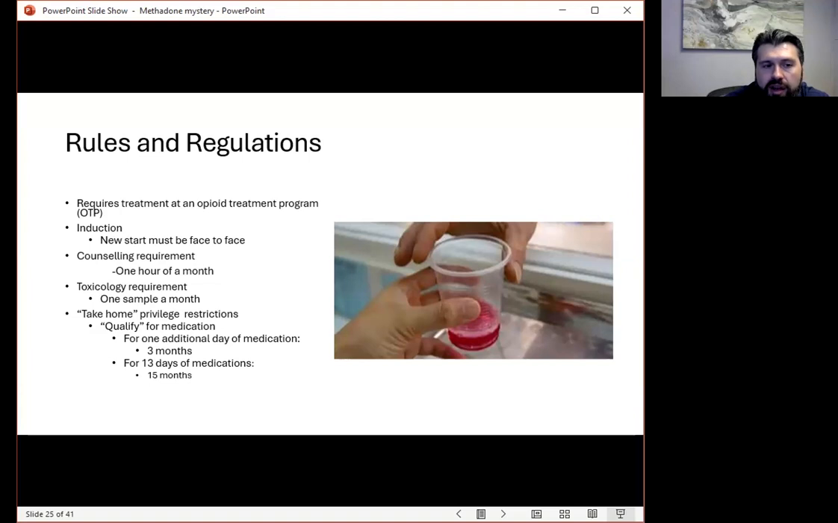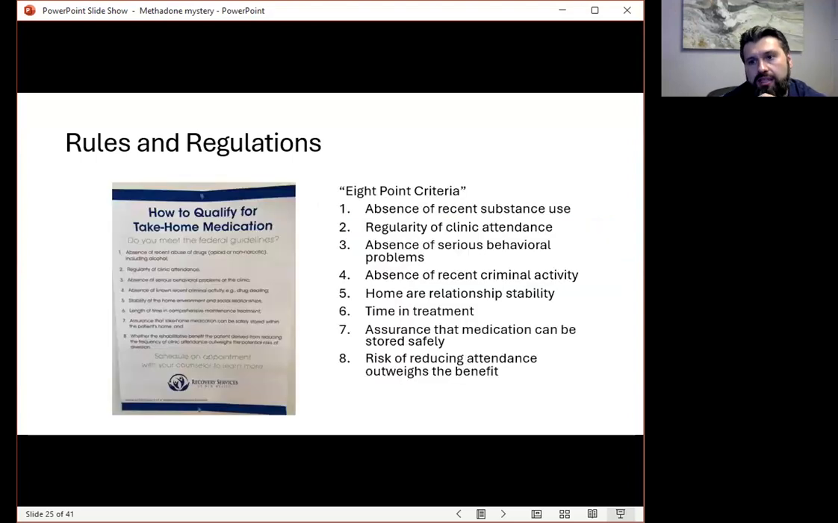In order to qualify for these medications, for example, to get one additional day of medication, you would have to follow a treatment protocol and follow all these things for at least 3 months just to get an additional day of medication. To get up to 13 days of medication, it would take sometimes up to 15 months. So highly regulated, and can be very difficult and challenging for somebody to get to the clinic.